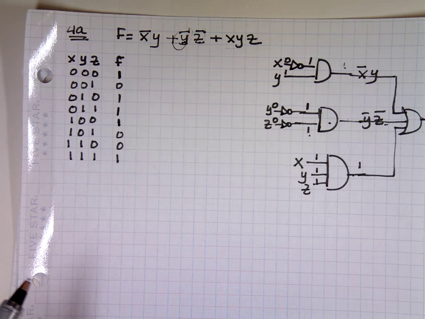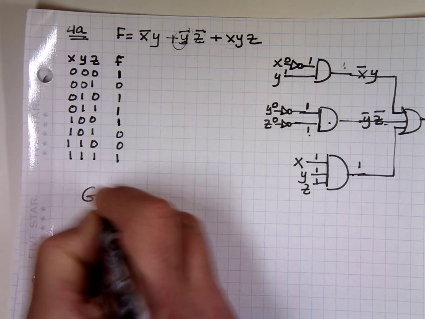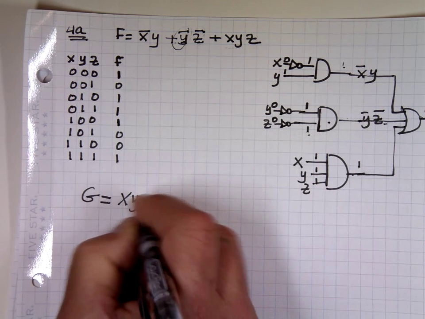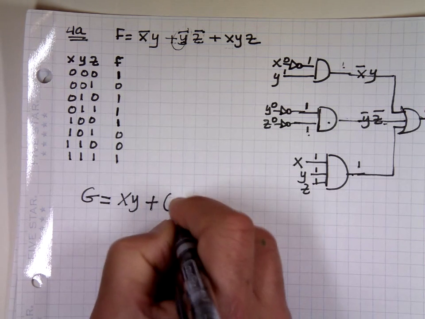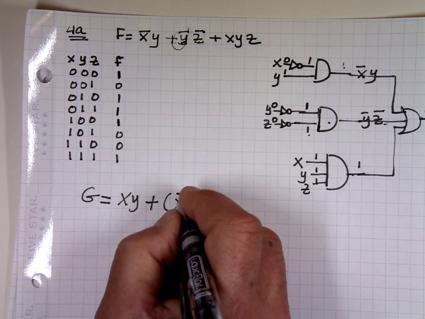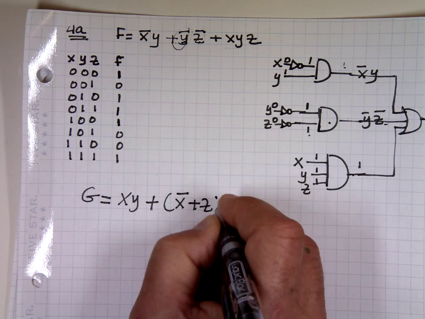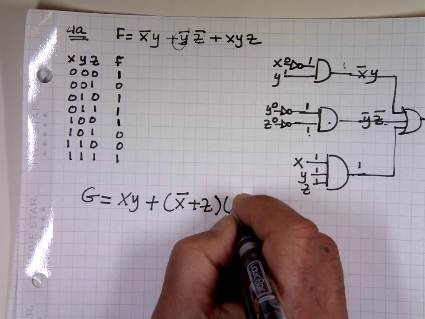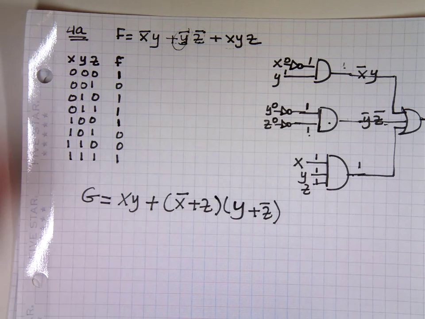Let me look at the next one, B. I know it wasn't part of the homework. And it says G equals what? XY plus X bar plus Z, Y plus Z bar.